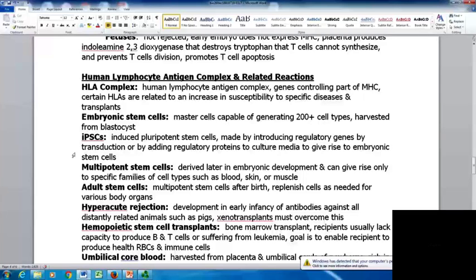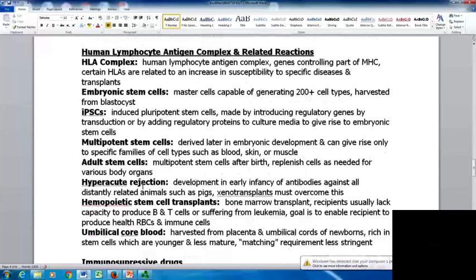Multipotent stem cells, these are derived a little bit later in the embryonic development. They can give rise only to specific families of cell types such as blood, skin, or muscle. And your adult stem cells, these are multipotent stem cells that are collected after birth. These can replenish cells as needed for various body organs. The ideal one of these that is best to work with is the embryonic stem cell. However, it's not always easily collected.